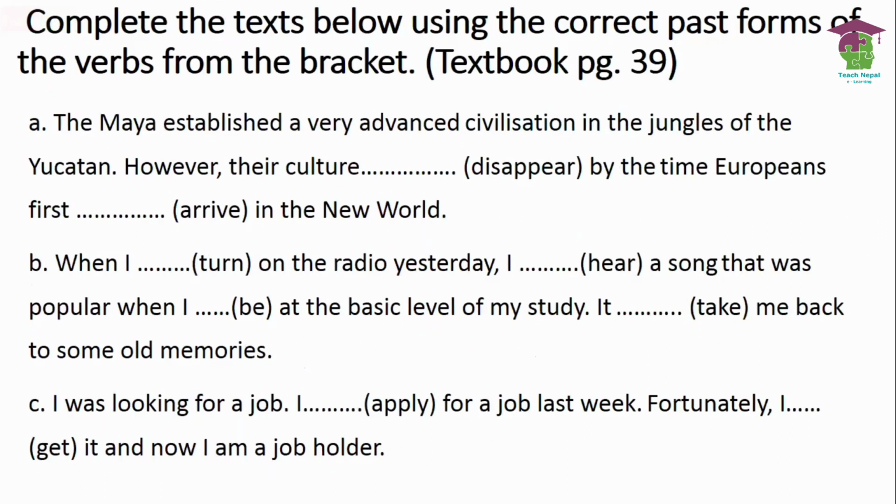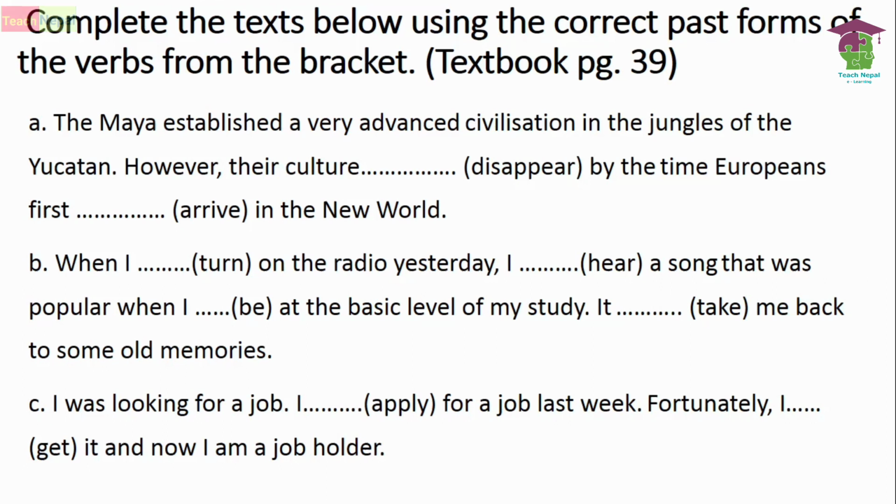You can do in this way. Now, there are some other exercises from textbook. You see here. Now, let's do in the same way. हामीले अघि जसरी गरिरहेको छौँ त्यसरी हामीले गर्न सक्छौँ. सिम्पली अब यहाँ चाहिँ हामीले भब फर्म चाहिँ ब्राकेटमा दिएको छ. जस्तो डिसअपियर, अराइभ, टर्न, हियर, बी, राइट? बी भबलाई हामीले वाजमा चेन्ज गर्ने हो. ओके, टेकलाई टुक बनाउने हो. अप्लाई, अप्लाइड, गेट, गट. ओके, इन दिस वे यु क्यान चेन्ज दिस भब फर्म्स. डिसअपियर्ड, अराइभड, टर्न्ड, हर्ड, H-E-R-D, हर्ड.